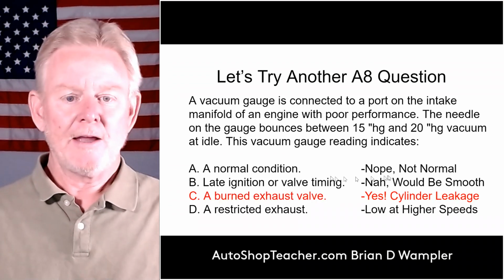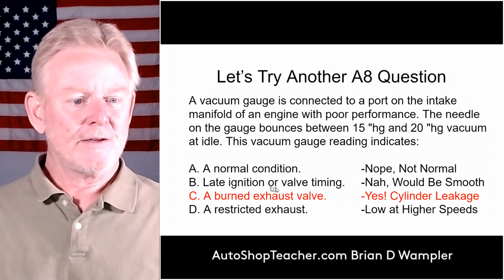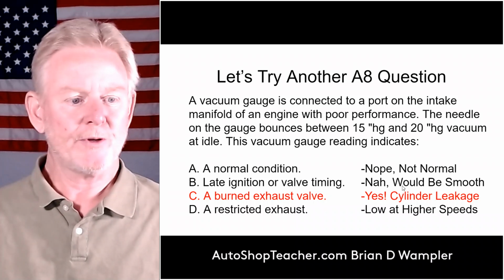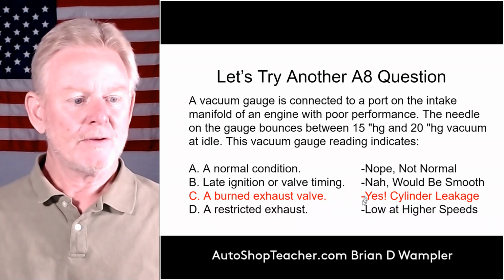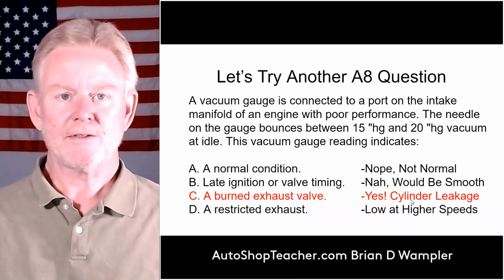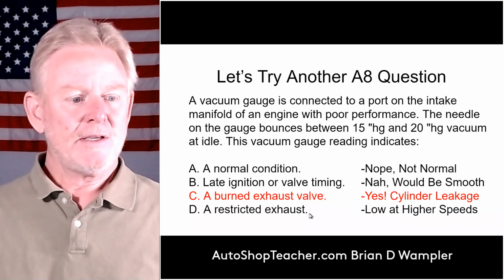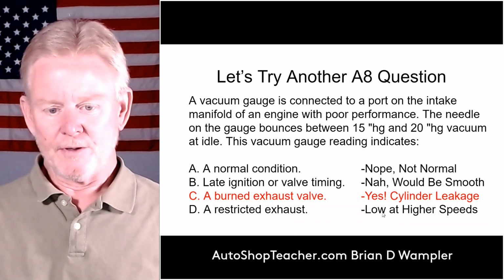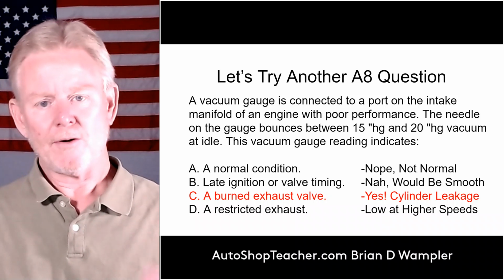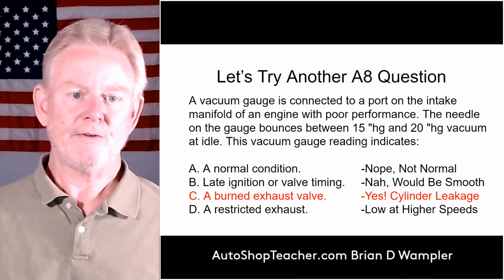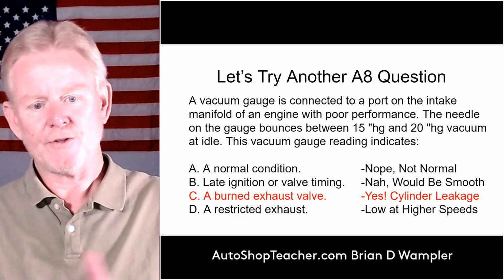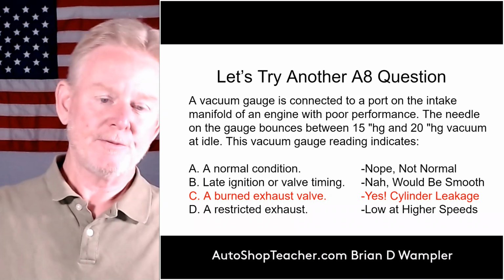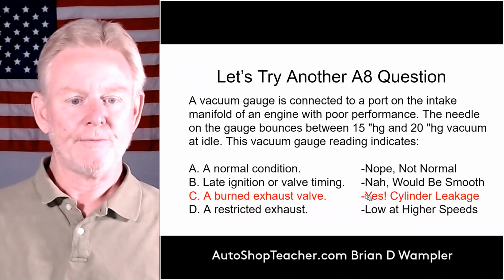So just real quick, A, nope, not normal. Late ignition or valve timing, nope. It would be smooth even if it did have an issue with ignition or valve timing. C, winner, winner, chicken dinner, yes, cylinder leakage. And D, also, just to reiterate, would be low at higher speeds. You start bringing the engine up to higher RPM, you're going to start seeing decreasing vacuum because the exhaust can't exit the engine. Just for simplicity's sake, it starts backing up within the engine, and we would start having less vacuum.